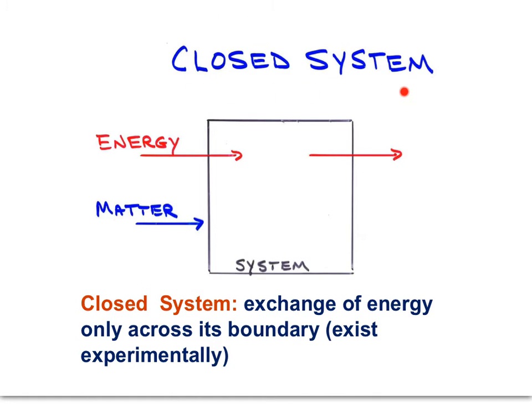Closed systems exchange energy across its boundary, but not matter. Closed systems exist only experimentally, except that the Earth as a whole approximates a closed system. For the Earth as a whole, energy arrives from the sun and leaves the system as heat, while geochemical cycling, carbon, nitrogen, water, occurs within the system.